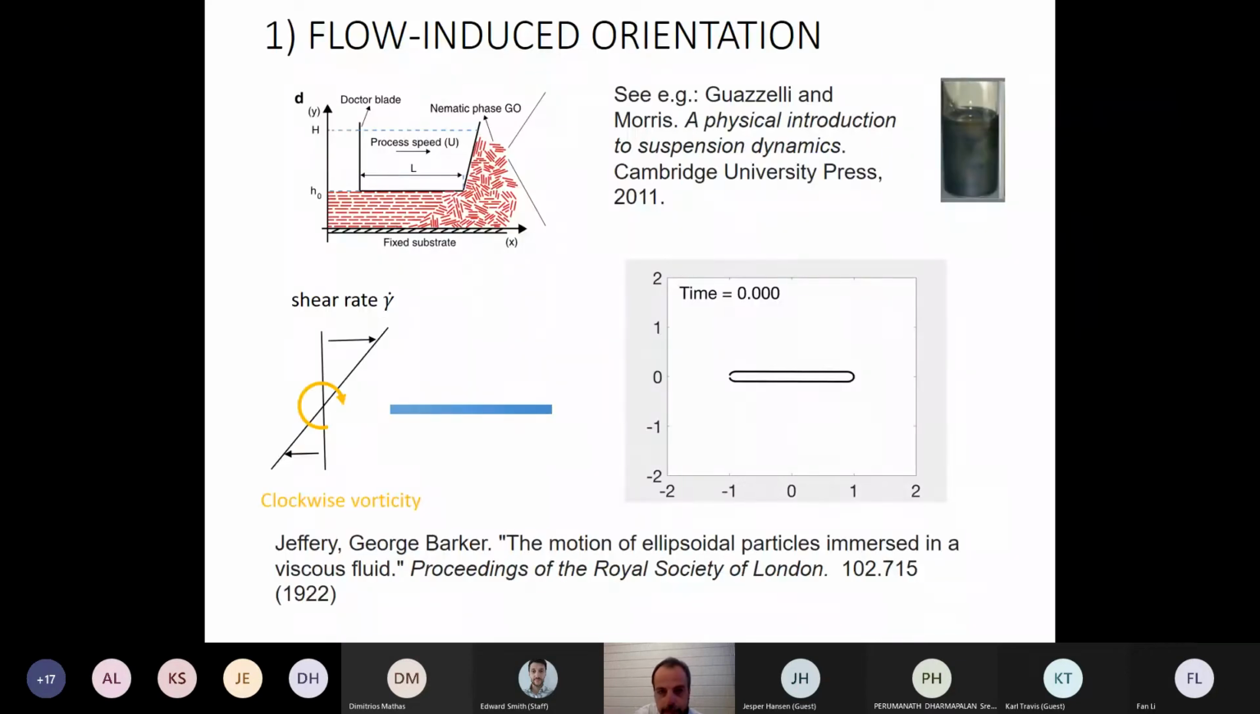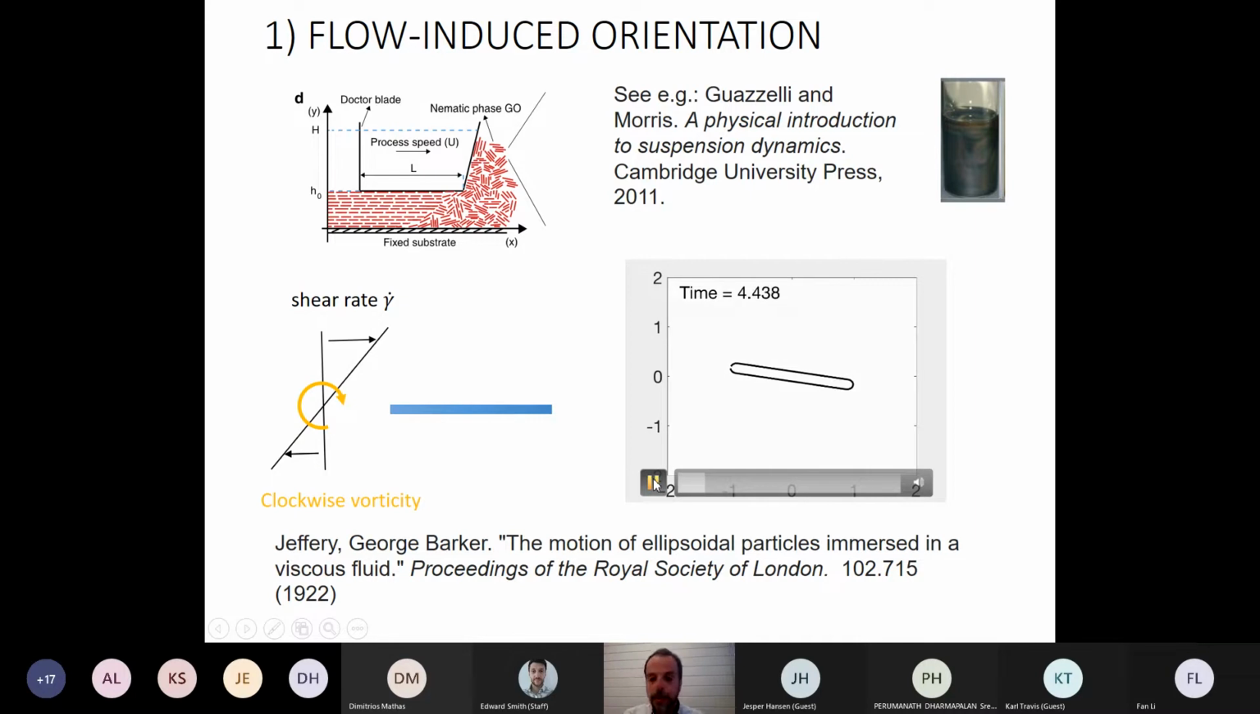I don't know why I cannot see my pointer. Yeah, okay. Sometimes the pointer disappears from the screen, sorry. So in this simulation, I'm showing, why is this happening? I'm really sorry.